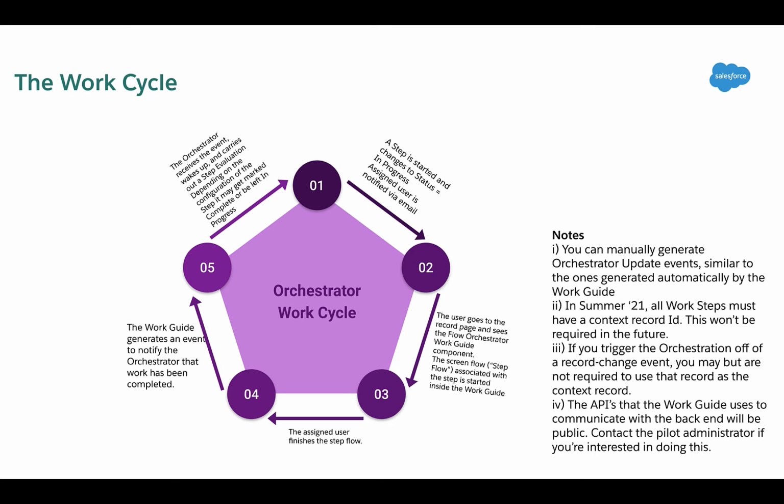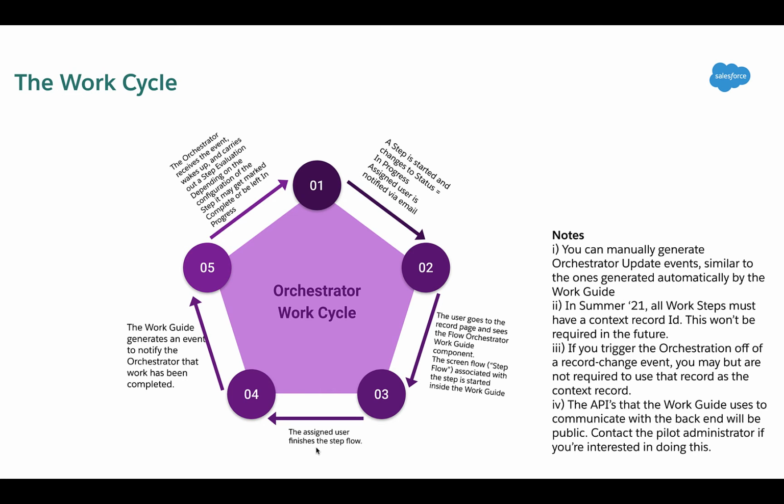And here's another view of it, how the actual work cycle works. When a step is started, its status changes to in progress, and the assigned user is notified via email. And then the user goes to the appropriate location in the pilot. It will always be a record page, and sees the work guide component. And in that work guide component, they see the step flow, which is a screen flow associated with the step. In future releases, there will be other kinds of steps that run automatically, but in the pilot, the only step type that's available is a step flow that is worked on by an actual human.